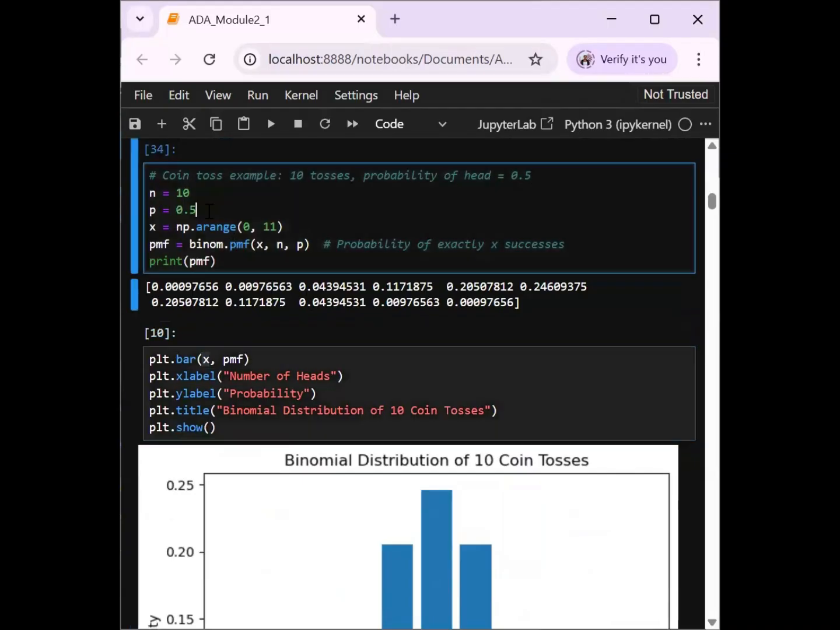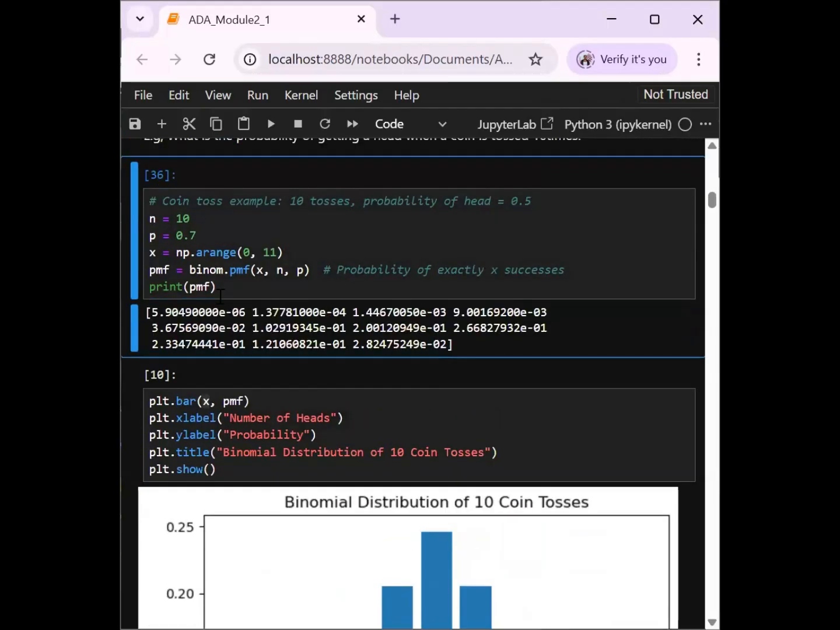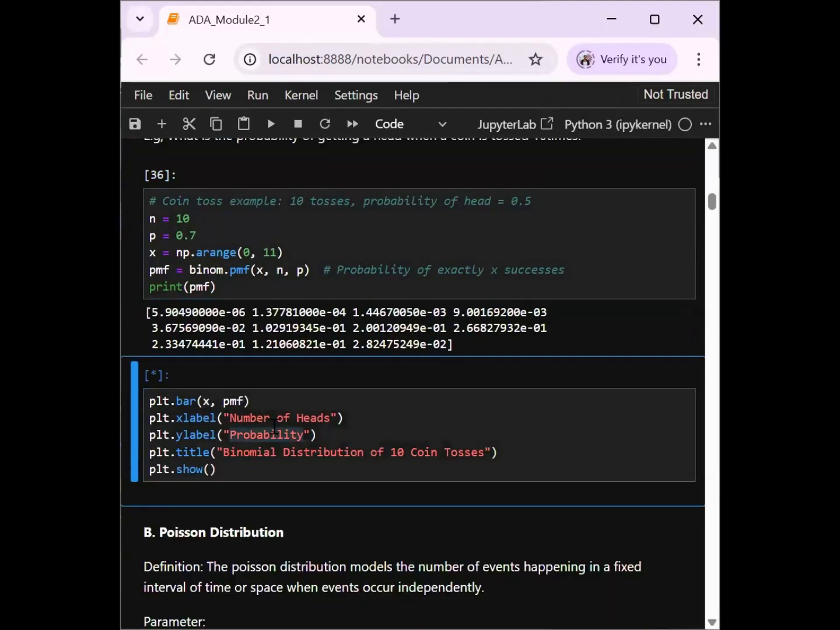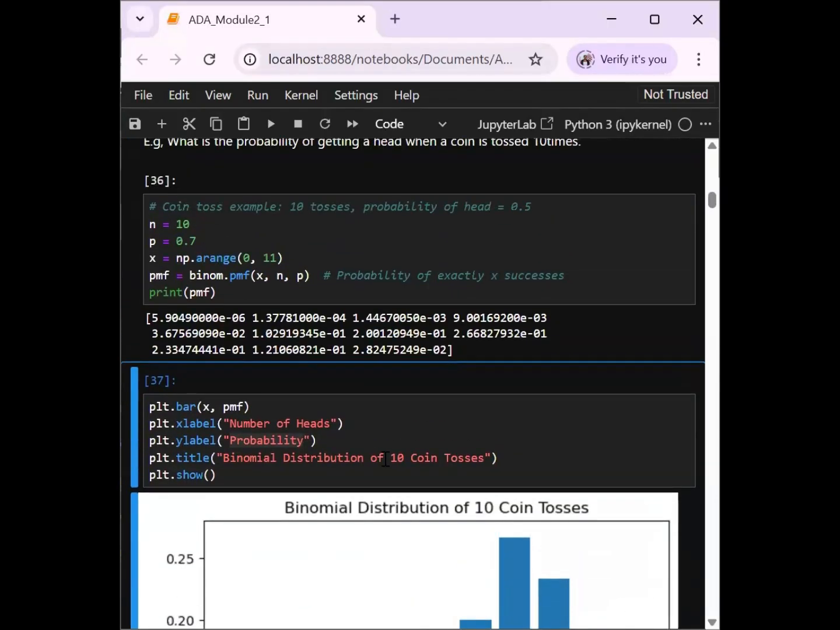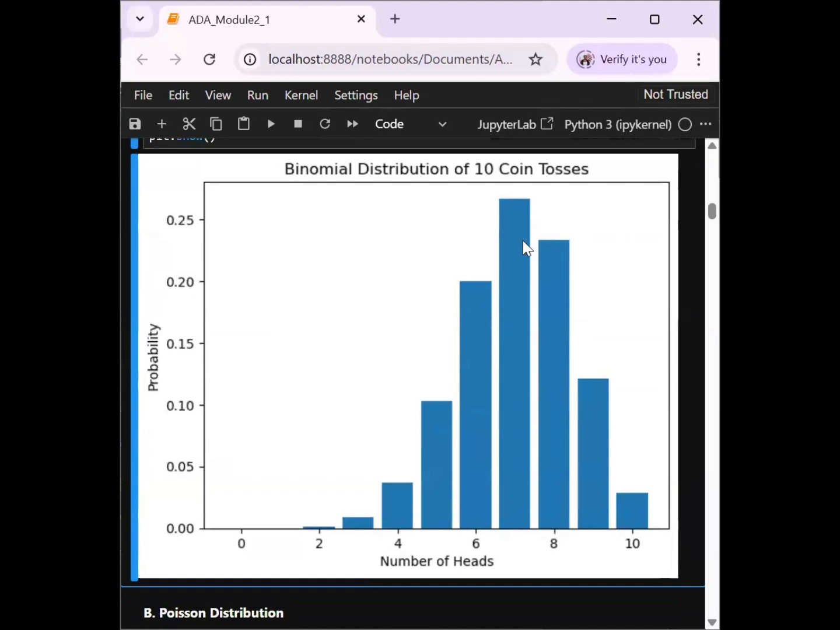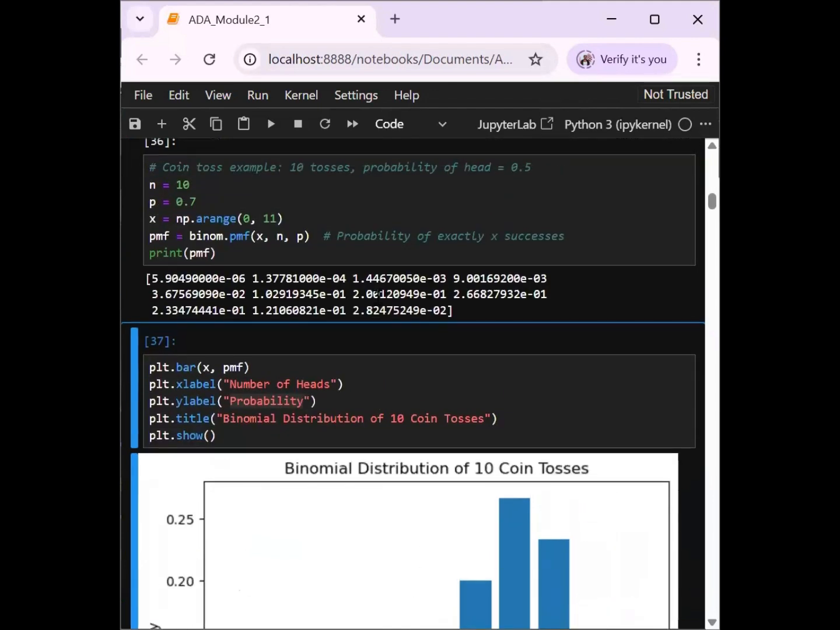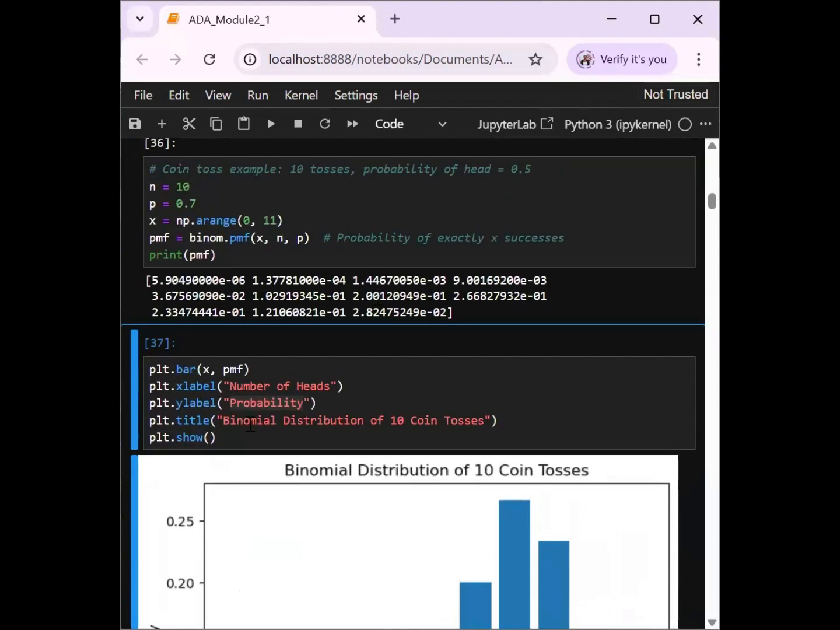So if we change this now, I think this was relating to a question that Joshua asked last time. If you change this now, you see that because this is 0.7, 7 will be the highest. So it has a high chance of occurring, right?